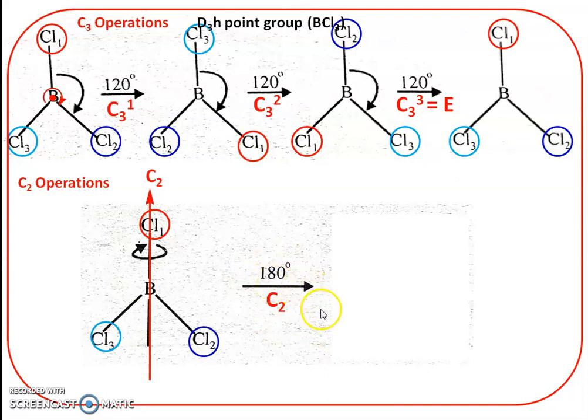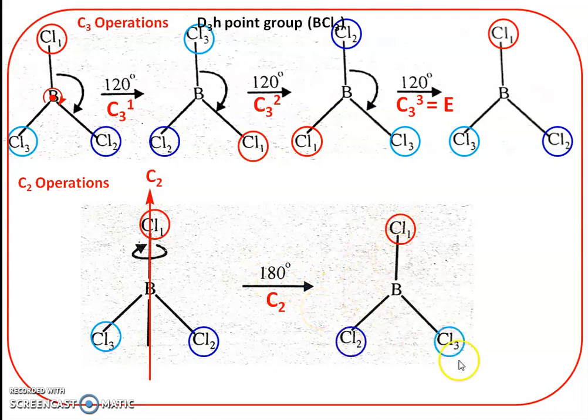The angle of rotation is 180 degrees, and the resulting orientation is this one. Just there is an exchange between chlorine 2 and chlorine 3, and we get an equivalent structure. So this is one C2 secondary axis. Similarly, there is another C2 secondary axis which is passing through boron and chlorine 2. Along this C2 axis, when the molecule is rotated through 180 degrees, there is an exchange of chlorine 1 and chlorine 3. The positions of boron and chlorine 2 remain the same.